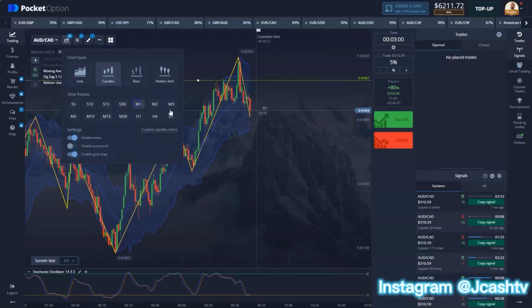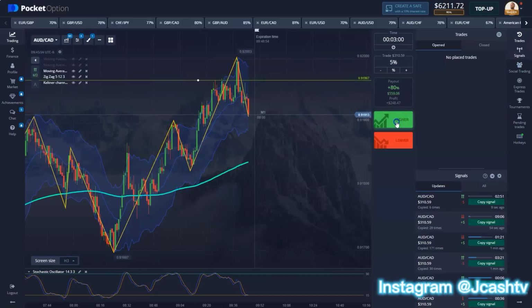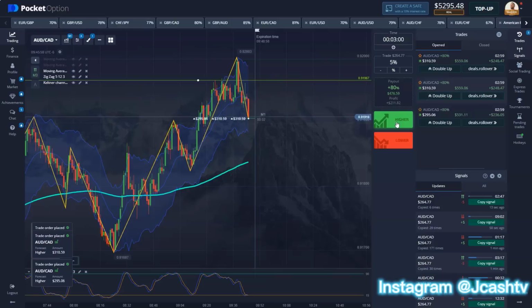So I'm trying to go ahead and hop in on another 3. I'm gonna go like 1, 2, 3. All right, we're gonna do 1, 2, 3 trades right there. And we're gonna let it ride again.